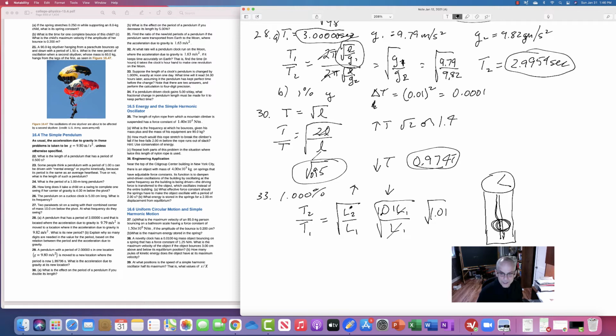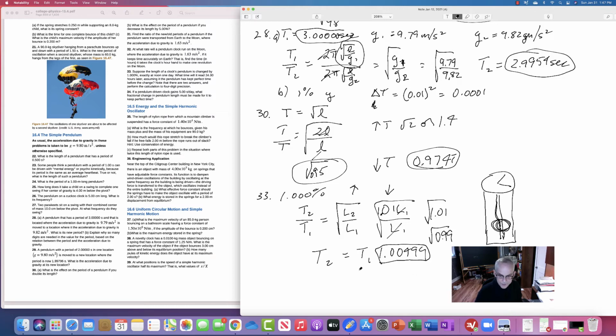And conversely, if this goes down, then the change in period is 0.99. In other words, if you shorten it by 1%, then the number in here will be 0.99, and the difference will be the square root, the effect on the period. So that means that T2 in the first case is equal to T1 times the square root of 1.01, which is 1.00499. So it changes by this much.